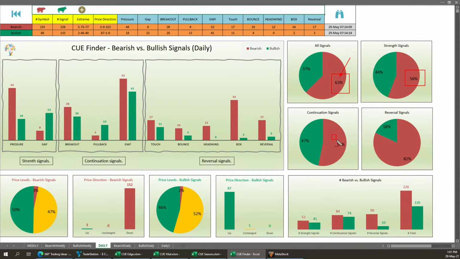Strength signals also overall bearish, trend continuation bearish, and reversal very bearish. Reversals are bearish both in the weekly interval and the daily interval. So we'll see this Friday's weakness in technical signals. Is it going to continue next week or not?